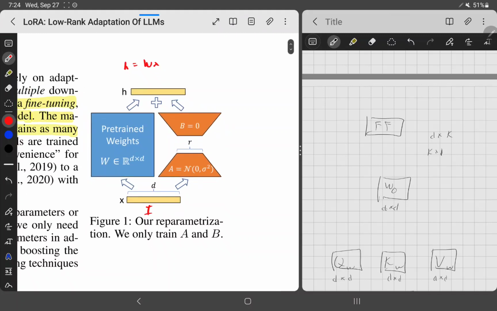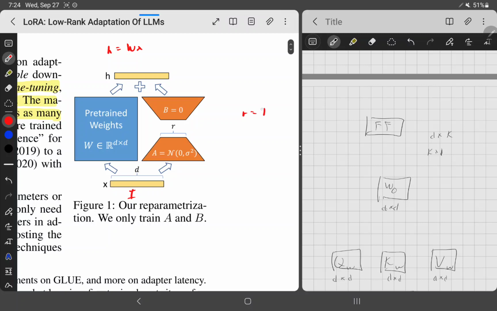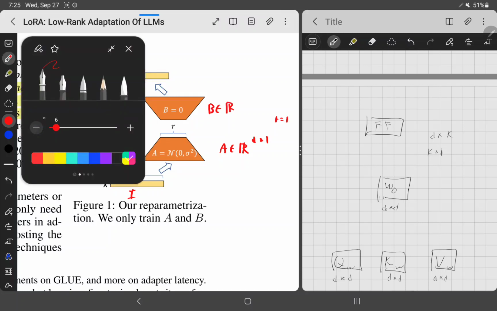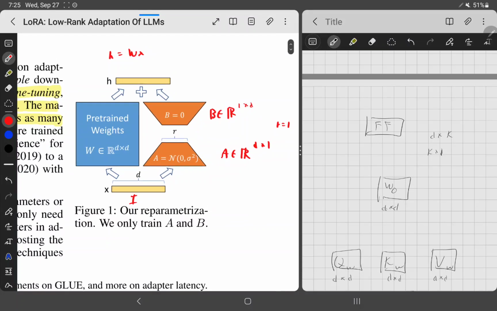What they propose is you put these low rank matrices here, which are the ones you're going to train. So let's say R is equal to 1. Then you have A, which is a D by 1 matrix, which is just a vector. And then you have B, which is a 1 by D matrix. So it's D by R and then R by D. And if you multiply A and B together, you get a D by D matrix.